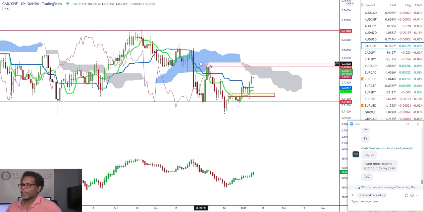Oh, and also this level right here lines up with your fractals, right? Lines up with your fractals. So we could be pushing up to there and then see the market drop. So you may get a push up to that point.